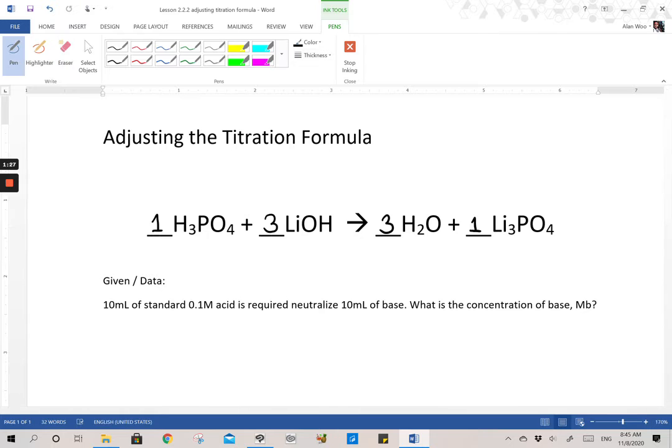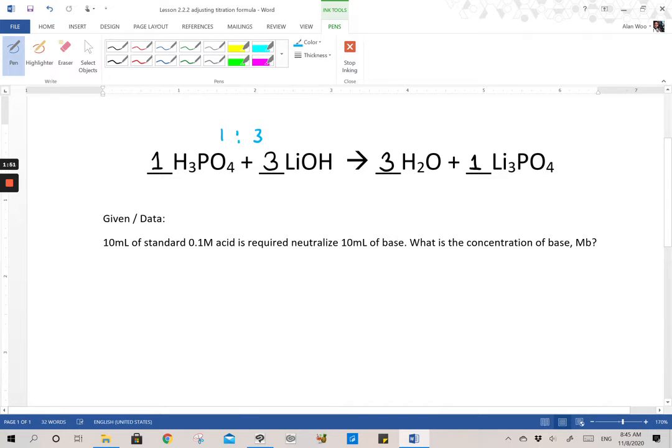What matters the most is your side with the acid and base. According to stoich, you have a 1-to-3 ratio between your acid and base, and because it's not a 1-to-1 ratio, we simply can't use the regular titration formula the way it is. Normally we see the titration formula as MAVA equals MBVB.